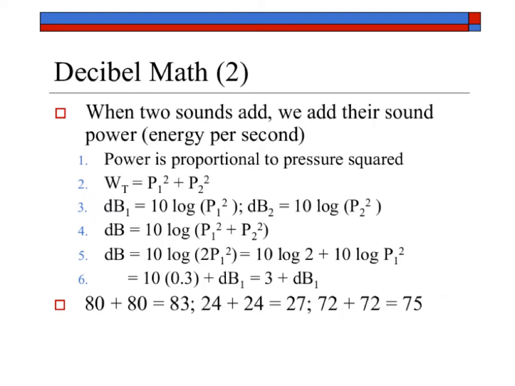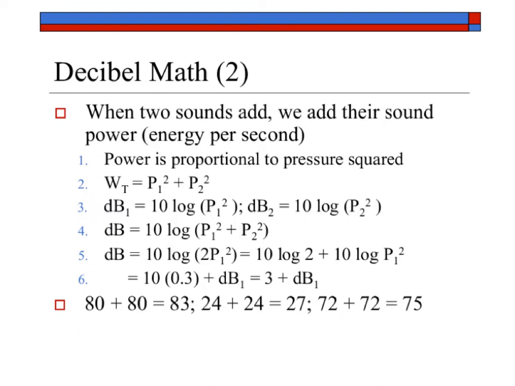Using our logarithm rules, we can separate the 2 and the P1 squared, and we can say 10 log of 2 P1 squared is 10 times the logarithm of 2 plus 10 times the logarithm of P1 squared. Logarithm of 2 is 0.3, and 10 times the logarithm of P1 squared is just equal to the decibel value 1. So 10 times 0.3 is 3, plus the decibel value 1 is the total value. So we have two sounds, P1 and P2 are the same. Then we just add 3 decibels to either one of the values.